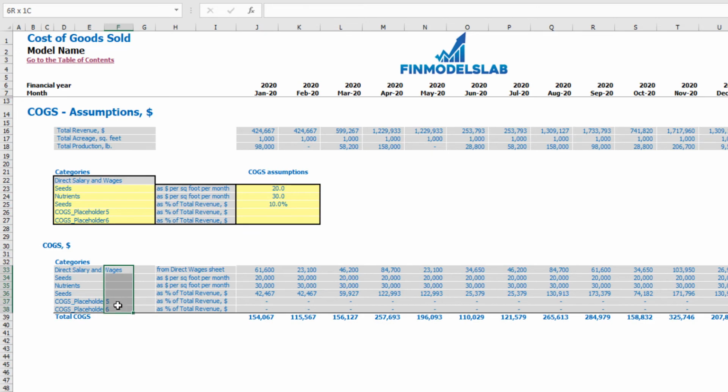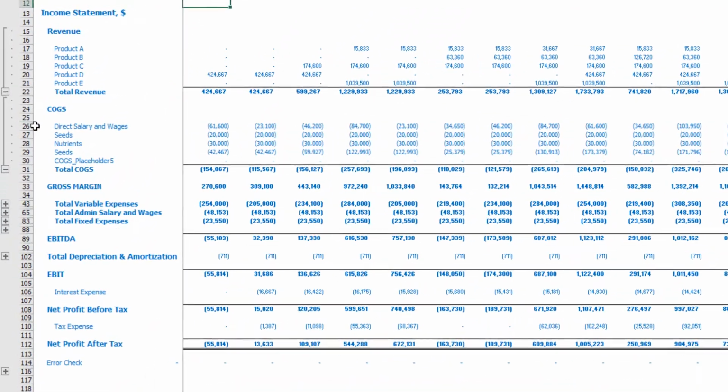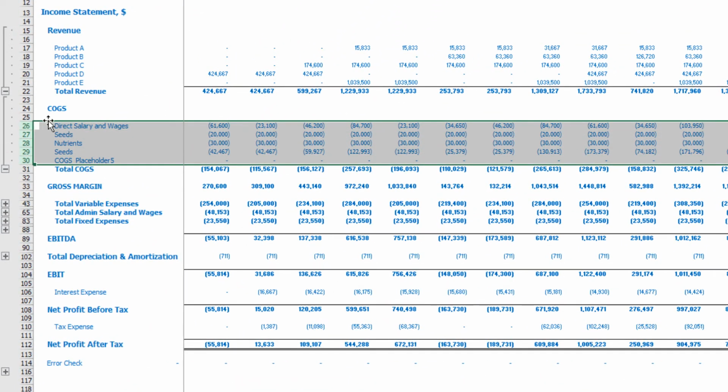Below you have the calculations of these categories by months and by products. And in the income statement you may find under the COGS section this calculation also categorized by category and by months.